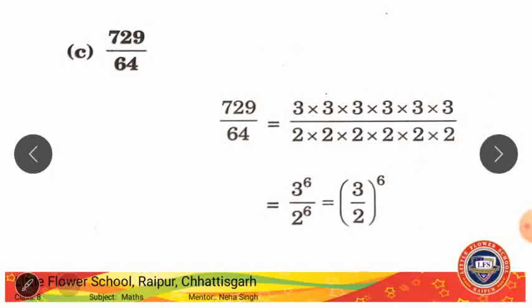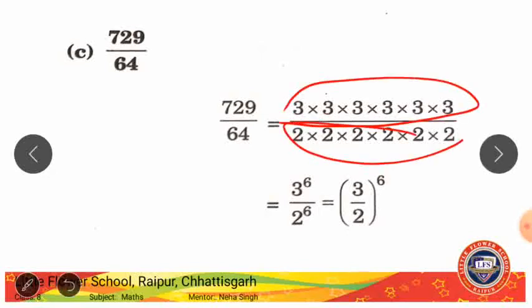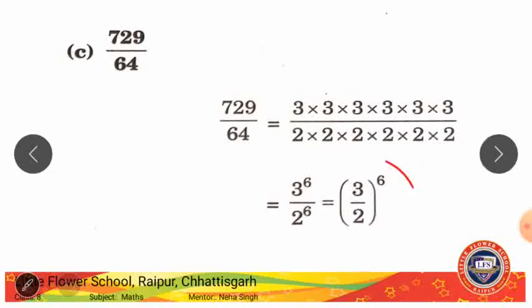Next question, also you can see 729. When we prime factorize, we write the factors, then we calculate how many times they are multiplied. Here it is 6, so the answer will be 3 to the power 6.